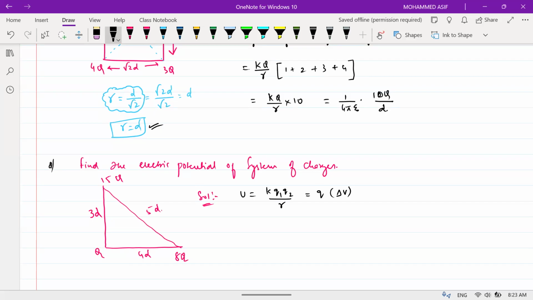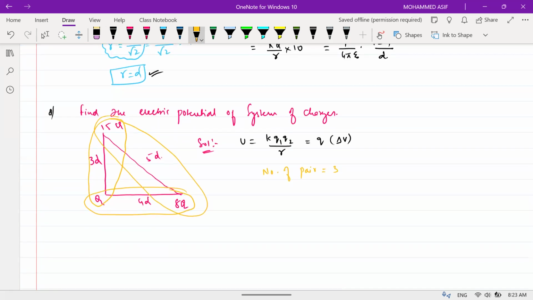So how many pairs can you make in this? Number of pairs between 15Q and Q, this is one pair. Between Q and 8Q, one pair. Between 15Q and 8Q, one pair. So totally how many pairs can I make? Number of pairs is equal to 3.